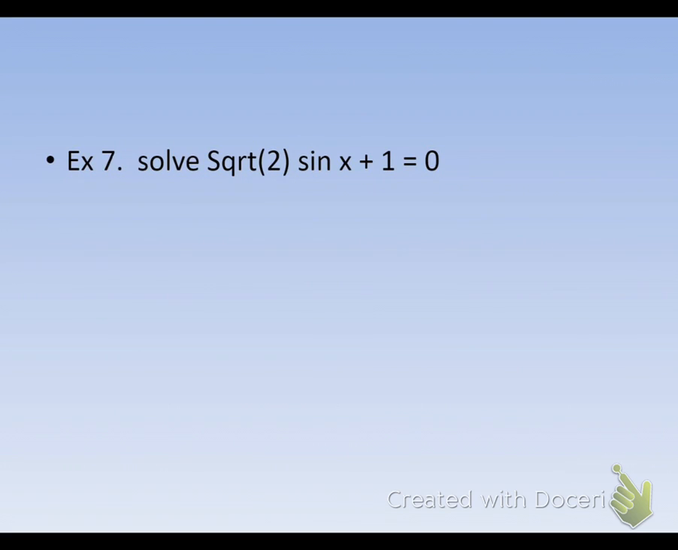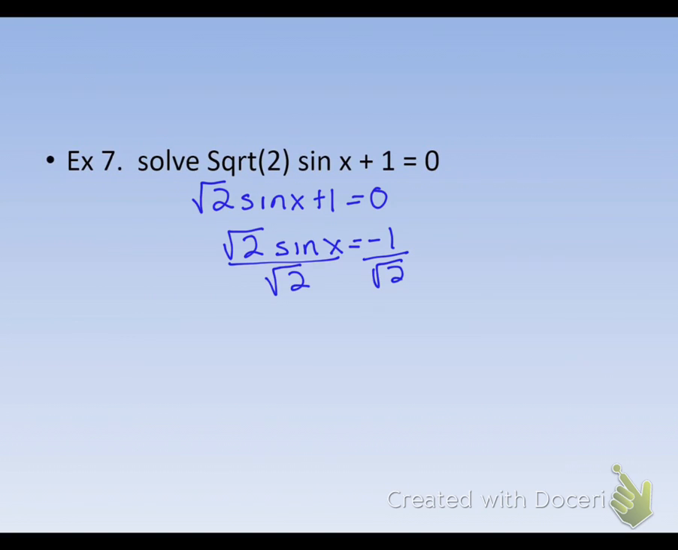Okay, example 7. It says solve the square root of 2 sine x plus 1 equals 0. I'm going to write it out because I have that square root written in there. I just want you guys to be able to see what this looks like. So it equals the square root of 2 sine x plus 1 equals 0. So I want to be able to solve for our x. We can do this by subtracting 1. So I have square root of 2 sine x equals negative 1. I can then divide by my square root of 2. I get sine x equals the negative, rationalizing it, square root of 2 over 2.